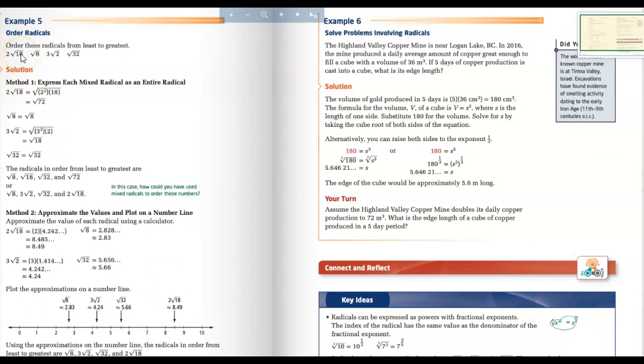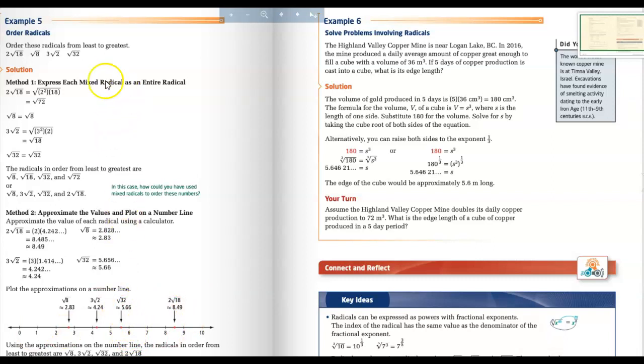You might get a question on the test that says something like this: order these radicals from least to greatest. So how do you compare these radicals? Well, one way is obviously just use your calculator, punch it in, and see what kind of decimal answer you have. And that's what they did here in method 2. So they converted all of them into decimals just by typing it into your calculator. Square root of 18 times 2 will give you that decimal. Square root of 8 gives you this decimal approximate, and this, etc. So once you get the decimals, you can just order them least to greatest, right?